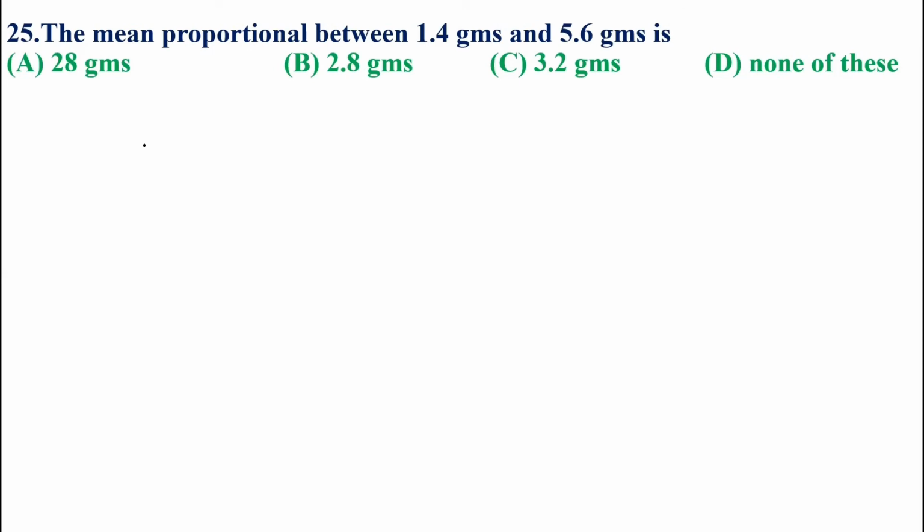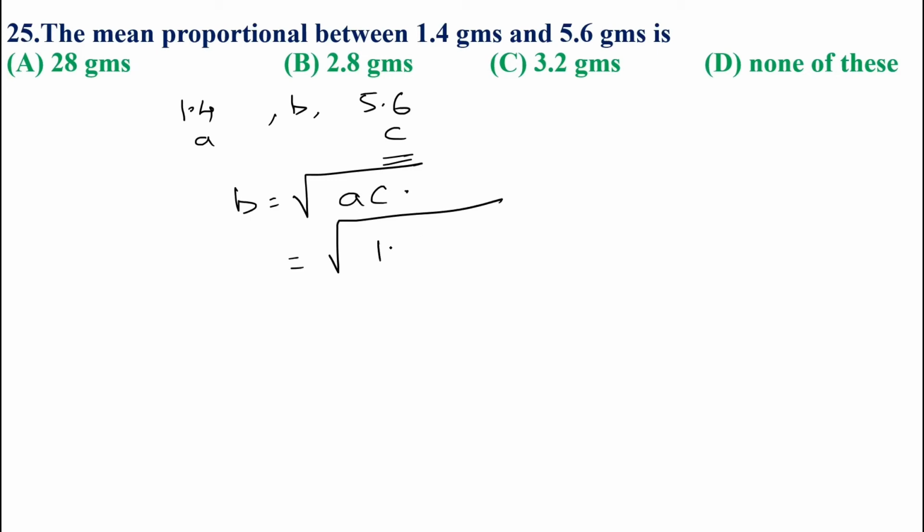The mean proportional between 1.4 grams and 5.6 grams. So 1.4 and 5.6, the mean proportional I need to calculate. Let us assume the first is A, B we don't know, C is 5.6. So B is equal to square root of AC, which means square root of 1.4 into 5.6 I need to calculate.